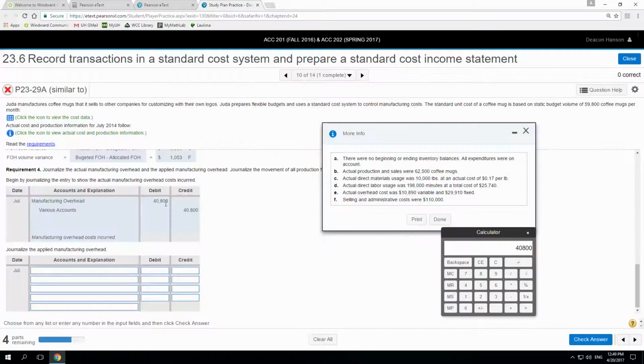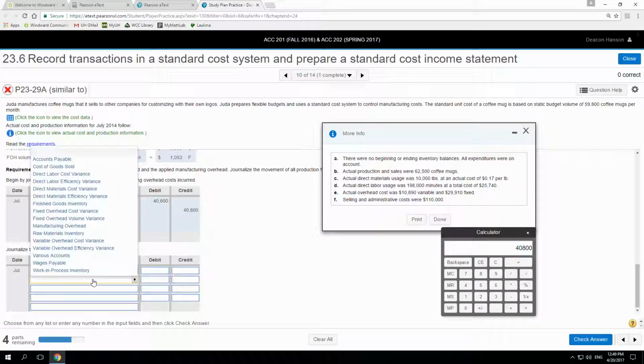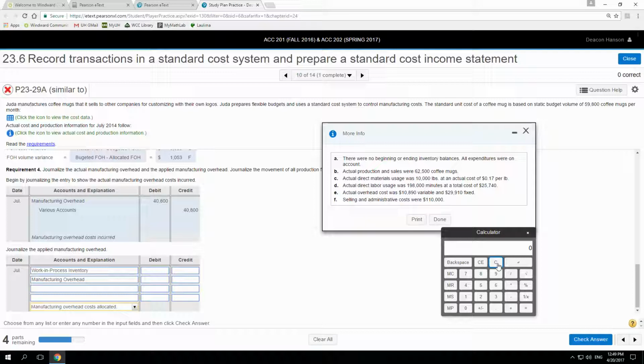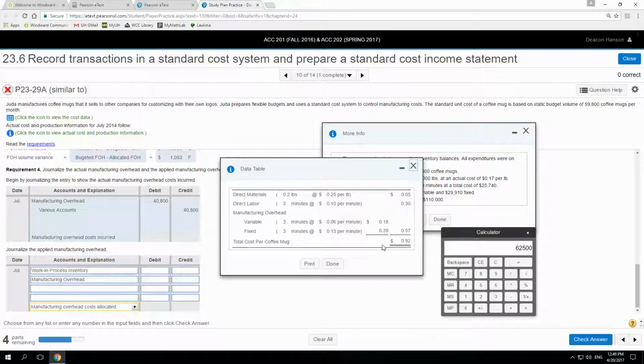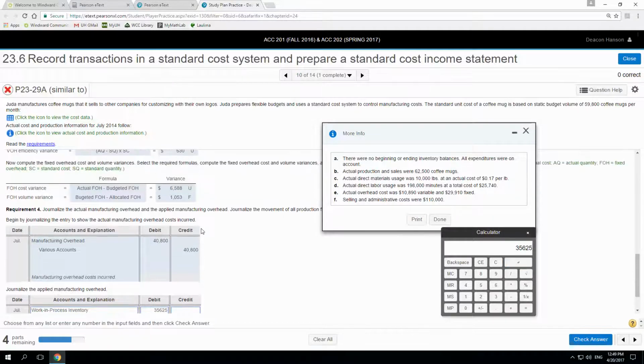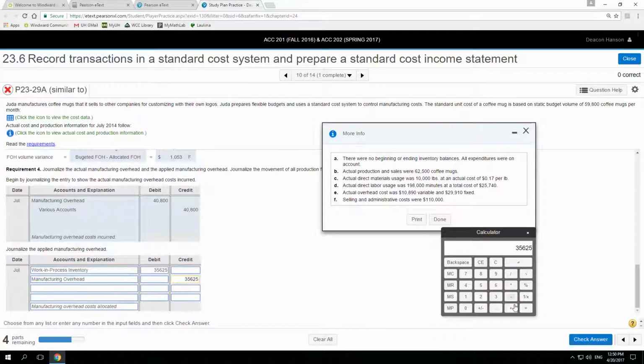Okay. Then they want you to record the amount that was applied or allocated. So you're going to be putting it into work in process and taking it out of overhead. So this is going to be your manufacturing overhead allocated. So you would take your 62,500 mugs and multiply it by, and I believe it was 39 cents, right? I'm sorry, 57 cents total. Okay, because that's variable and fixed. Okay, so we're going to go 57 cents. That's the amount that was allocated.